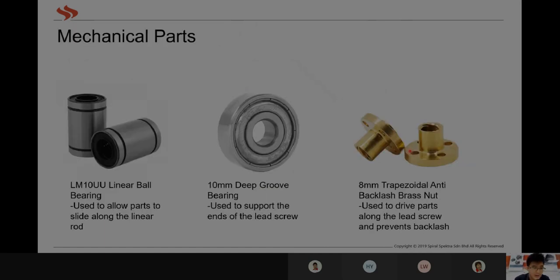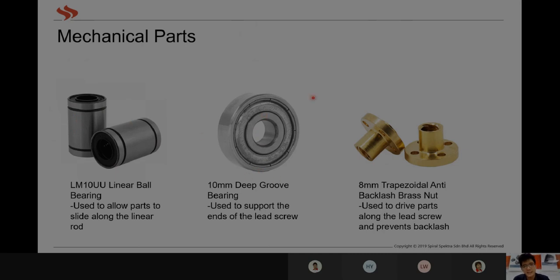Parts used. Basically, first we'll start with mechanical parts. We have an LM10UU linear ball bearing. Basically, this is what we use to install inside 3D parts to allow them to slide over the metal rods, and therefore decreasing friction.